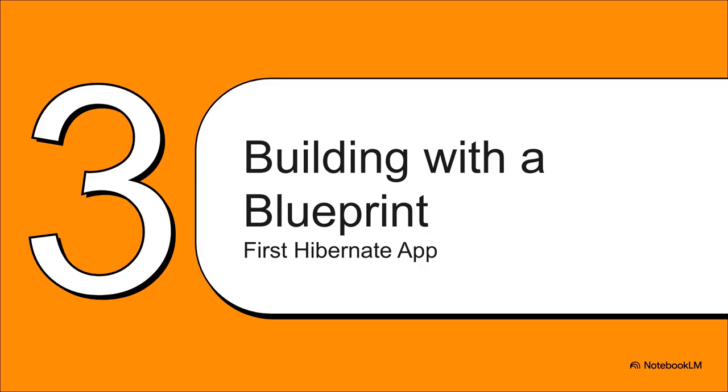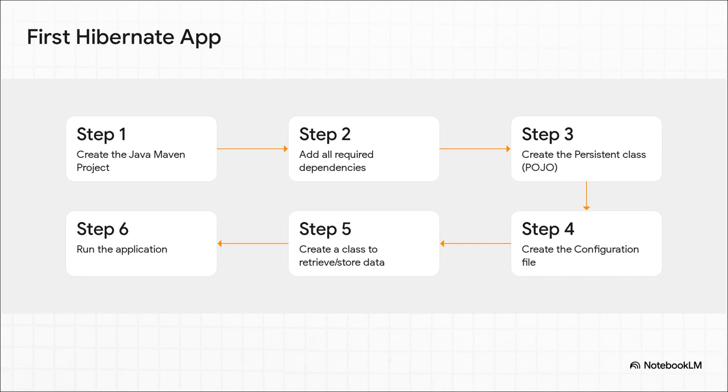Okay, so let's see how all of this comes together in practice. Now that we understand the core components, let's look at the high-level blueprint for actually building your very first Hibernate application. It really just boils down to these 6 pretty straightforward steps. First, you set up your Java project and add the Hibernate libraries. Then you create your simple Java class, the POJO, which is the object you want to save. Next, you create that all-important configuration file we talked about. After that, you write a class that uses the session and transaction to actually store or retrieve your data. And finally, you just run it.